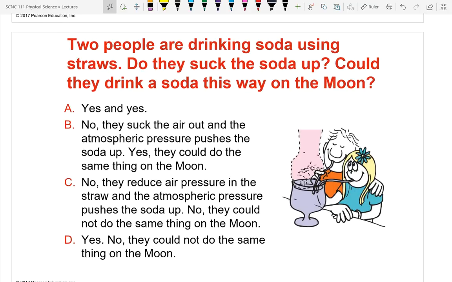I'm not giving you this question as a clicker question, but it's a good one. Two people are drinking soda using straws. Do they suck the soda up? Could they drink soda on the moon this way?